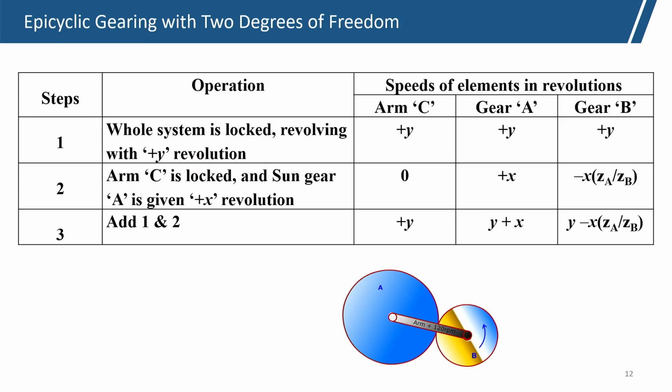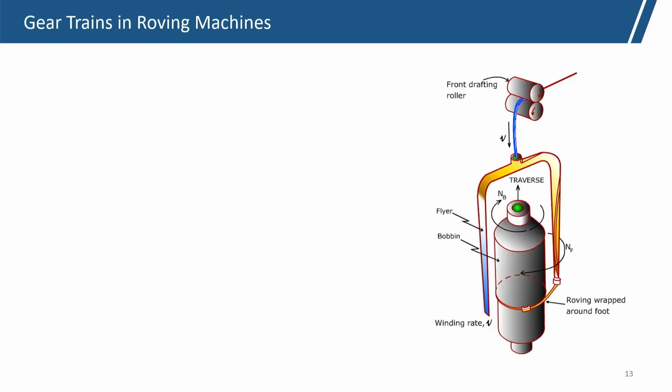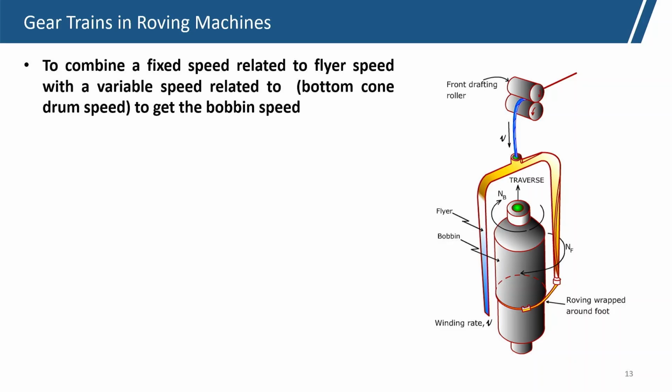So, this is the table. Now, coming to the roving system, the roving machine combines a fixed speed related to the flyer speed with a variable speed related to the bottom cone drum speed to get the bobbin speed. So, actually these are combined and used to give the combined speed in the bobbin.